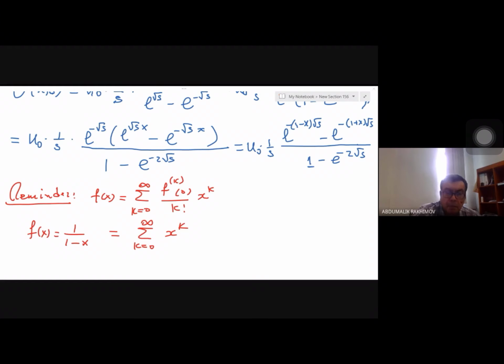For that, you need to find the derivatives of this function. You can just find the derivatives. It will be k factorial, and when k equals 0, the k factorial will cancel. This is the Maclaurin series of the function 1 over 1 minus x.